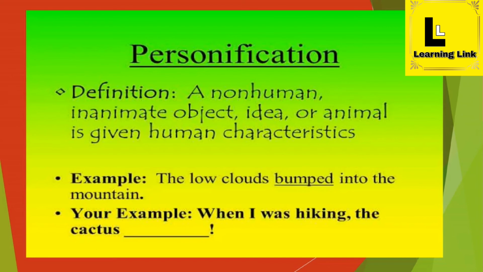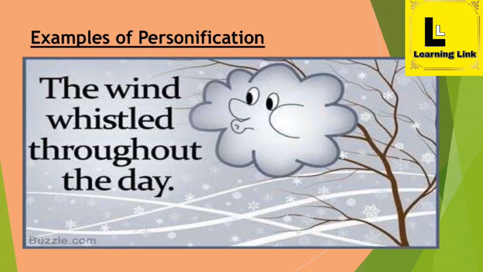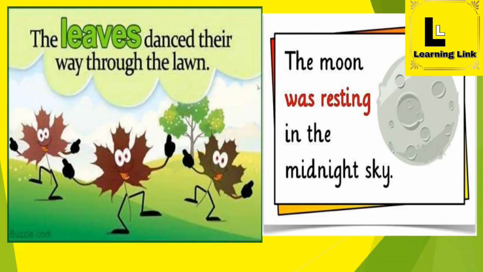So you have to just search whether an inanimate object in a sentence is given a human quality, then it becomes an example of personification. Here is another example: the wind whistled throughout the day. Here the wind is given the human quality of whistling, so it's an example of personification. Now, our next example is the leaves danced their way through the lawn. Here the leaves are given the human quality of dancing.